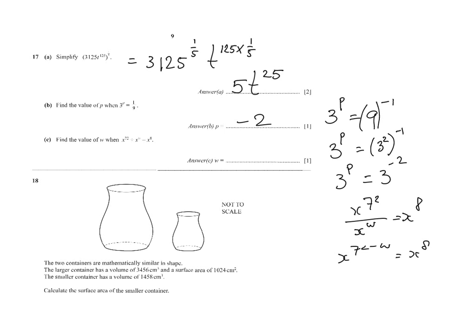So 72 minus what is 8? So that is going to be 64. Because if w is 64, it's going to say x to the power 8 equals x to the power 8.